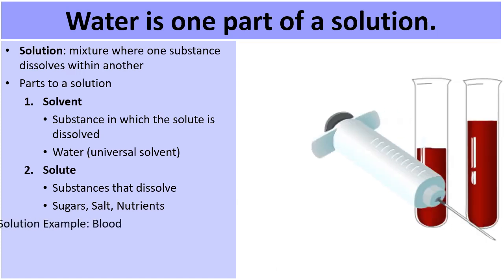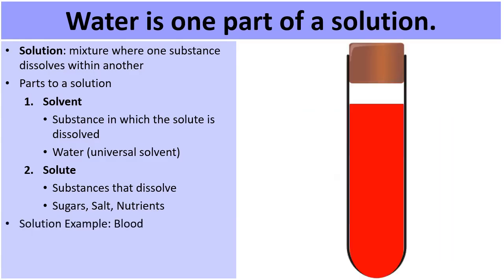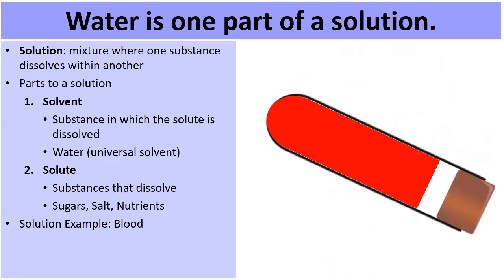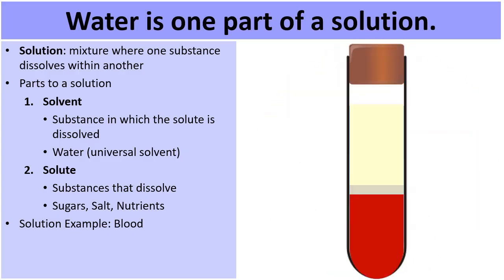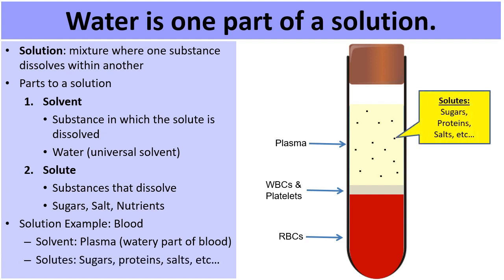So a great example of a biological solution is blood. Now here's a test tube filled with blood and there's a stopper on top, and if we put it in a centrifuge, which is a machine that spins it really fast, it will separate into these layers. The bottom layer being red blood cells, the middle layer being white blood cells and platelets, and the beige liquid on top, this is blood plasma. Plasma, which is mostly made up of water. That makes plasma the solvent portion of a solution, and suspended within that plasma are solutes, such as sugars and proteins and salts. So blood, again, is just a really nice example of a biological solution made up of solutes and solvent.